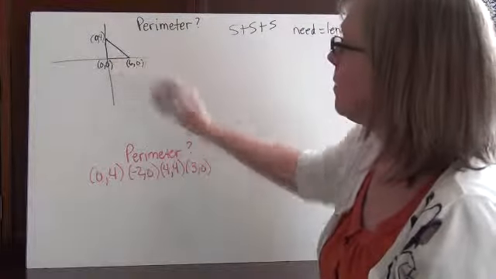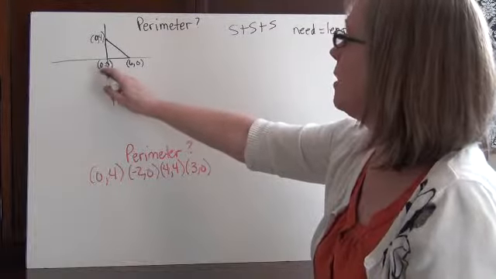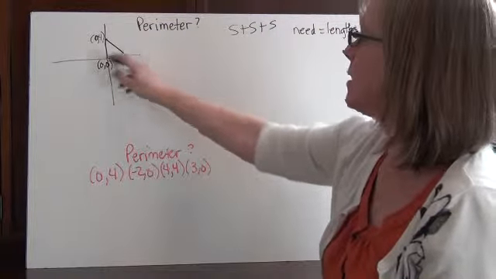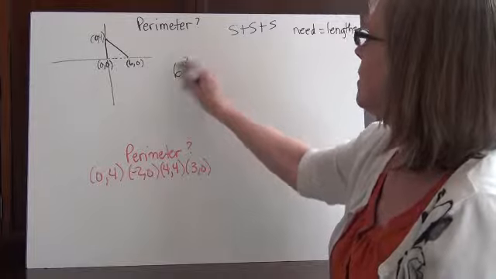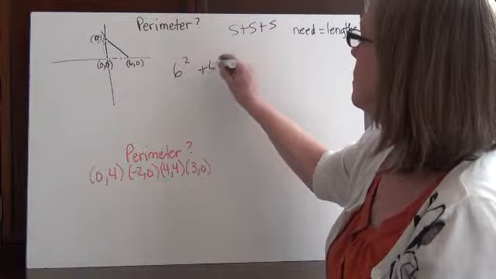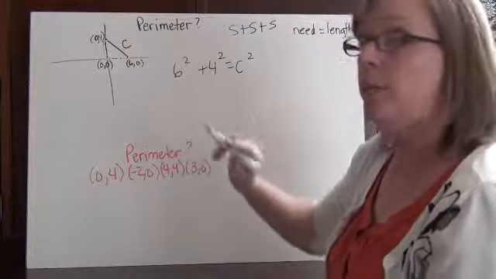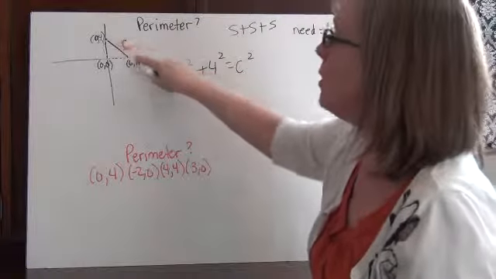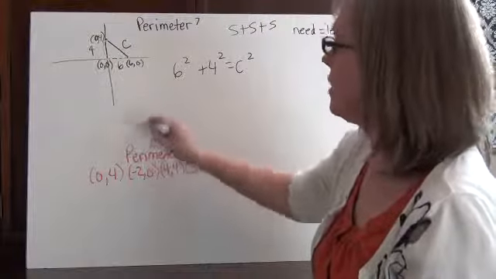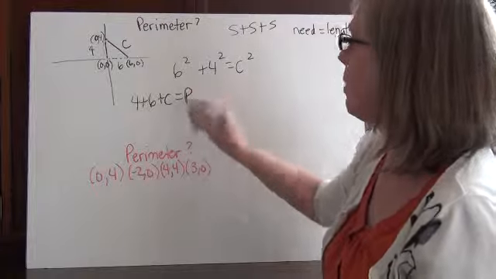Now, notice that some of my lengths are right on the axis. If they're on the axis, I'm going to say, well, look here. From 0, I went 1, 2, 3, 4, 5, 6. So this length sideways is simply 6. And this side is 1, 2, 3, 4. So this is where I'm going to find my C. But because they asked about perimeter, I don't only want this side, I also want this side. So when I'm actually done, I'm going to write 4 plus 6 plus C equals the perimeter.